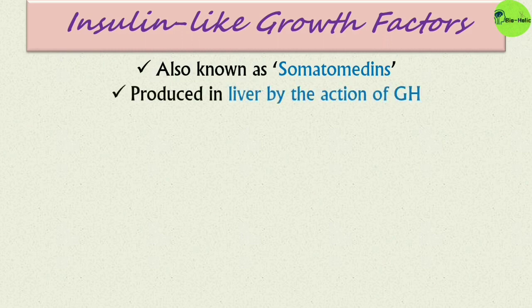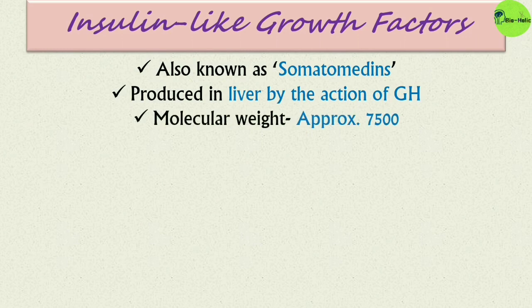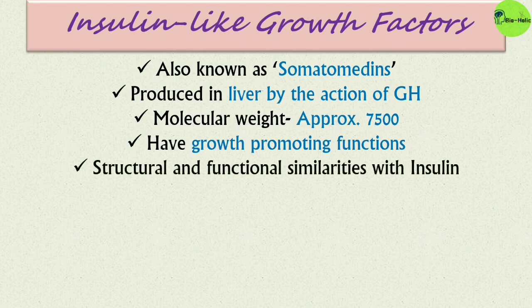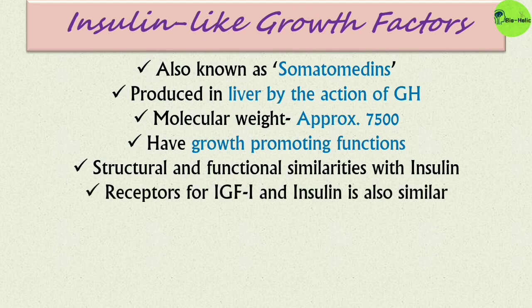Now, what are the insulin-like growth factors? They are also known as somatomedins. They are produced in liver by the action of growth hormone. Their molecular weight is approximately 7,500. They have growth promoting functions. They have structural and functional similarities with insulin. Receptors for IGF-1 and insulin are also similar.